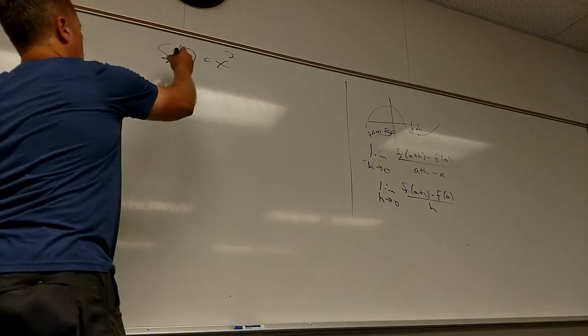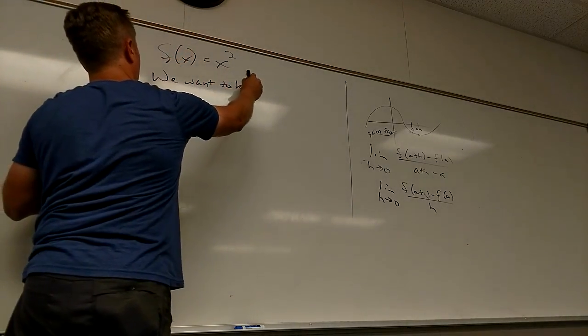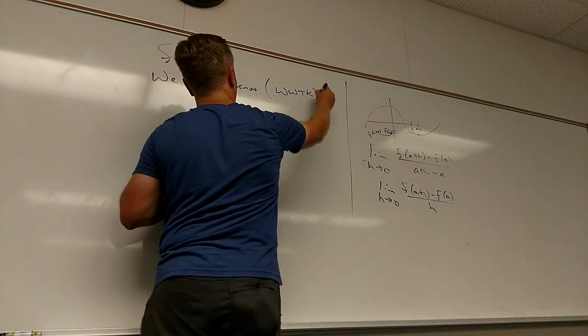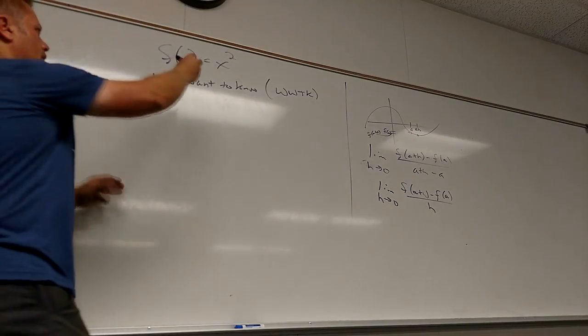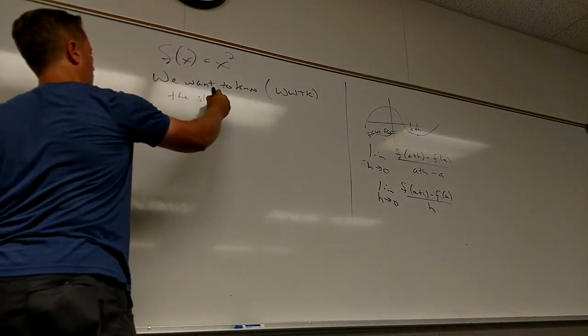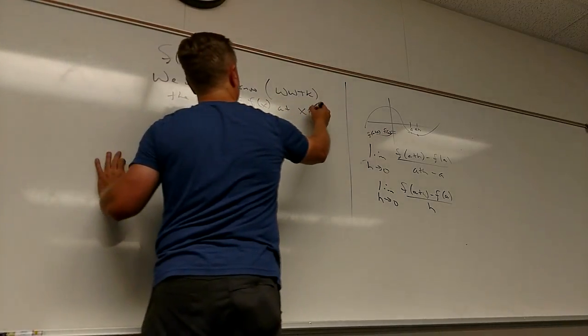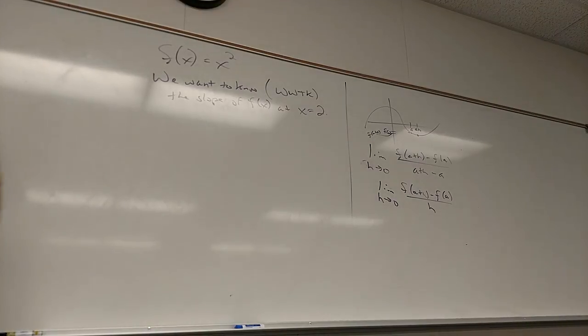And let's say we want to know the slope of f of x at x equal to 2. Let's do it. I think it's one of the first things we did. We got the idea of this to be 4. I don't know if you guys remember this, like the first day.